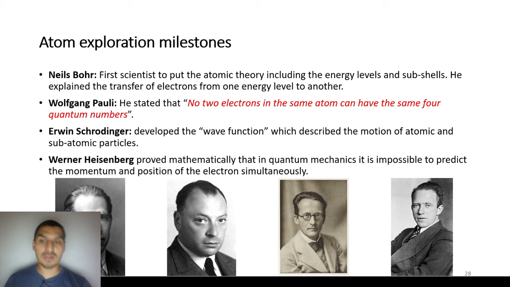Erwin Schrödinger developed the wave function. He describes the motion of atoms and subatomic particles. And finally, Heisenberg proved mathematically that it is impossible to predict the momentum and position of an electron simultaneously. These are all the scientists that we mentioned in the last 8 videos.